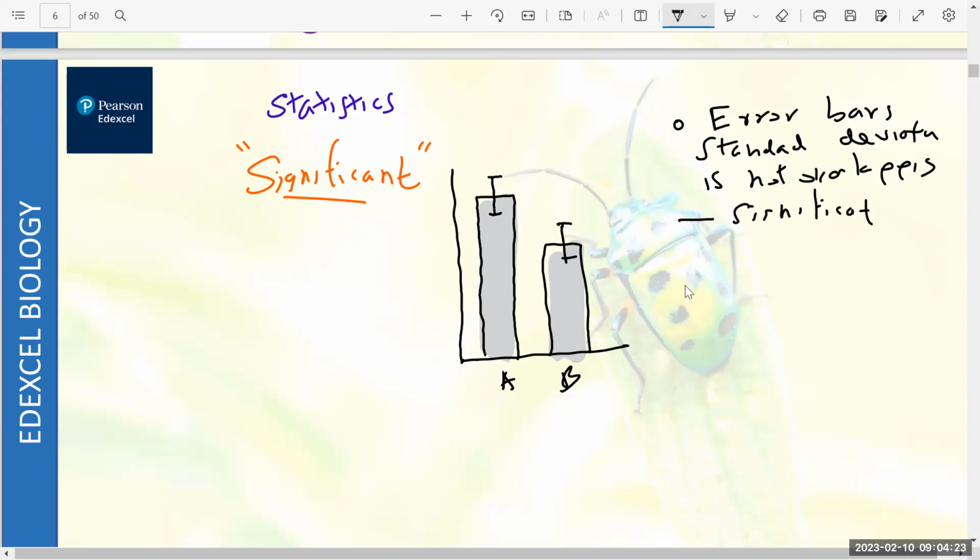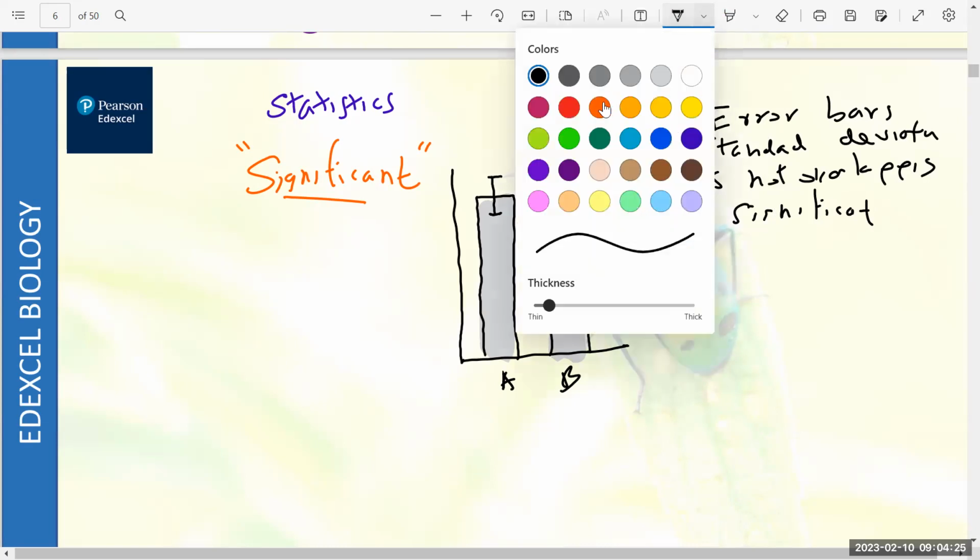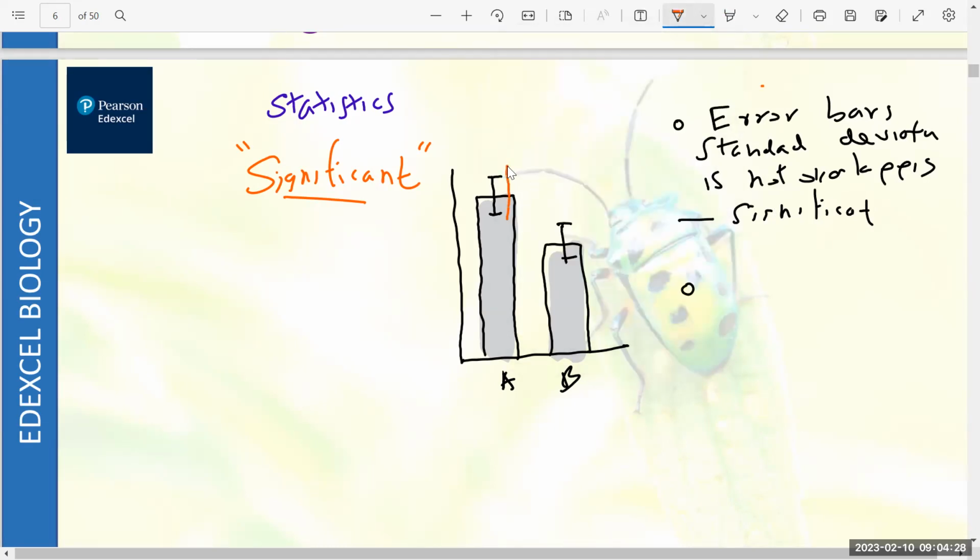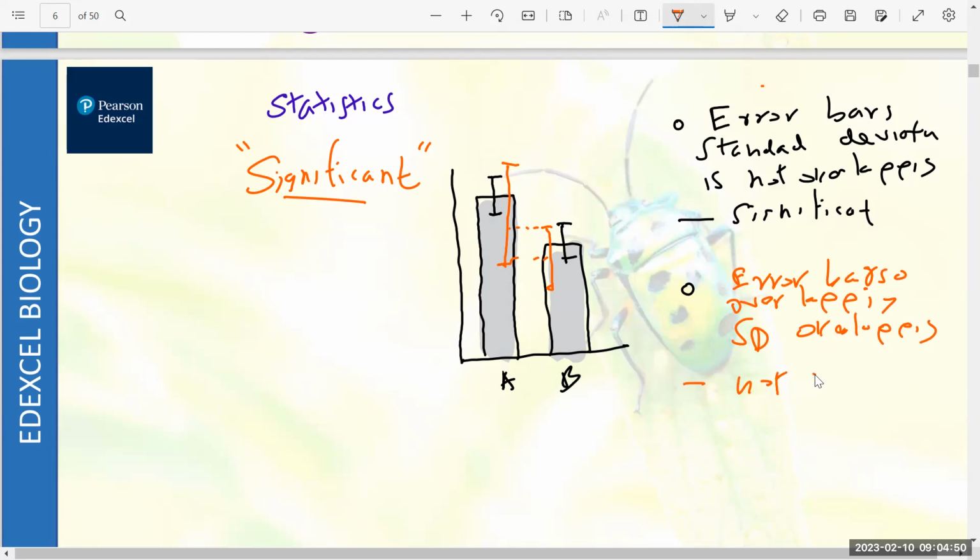Another instance, if we see error bars are overlapping, for example this, overlapping, or standard deviation overlapping, then our conclusion is not significant. So this is the method we use at AS level to find whether it is significant or not.